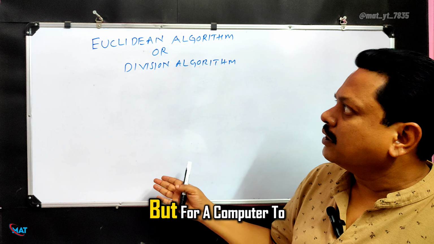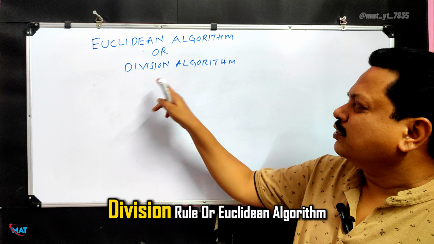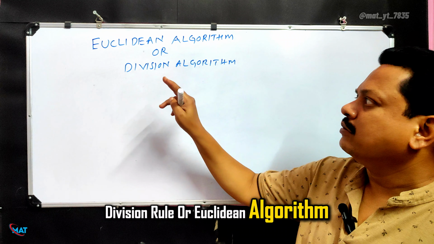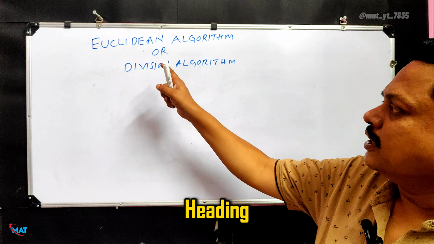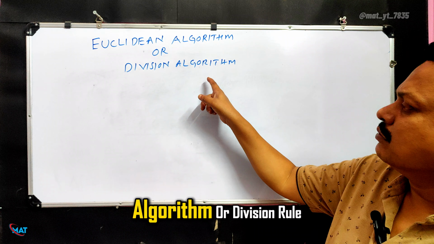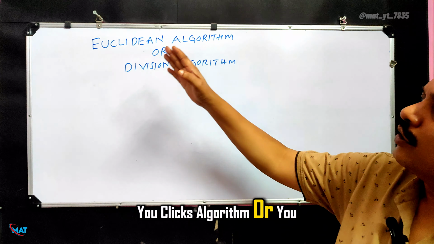Manually it will take time, but for a computer to understand, the program, algorithm, or rule, the division rule or Euclidean algorithm, both are the same. It is given by Euclid, the famous mathematician. Under his heading, the common name is division algorithm or division rule. Better you remember Euclid's algorithm or Euclid algorithm.